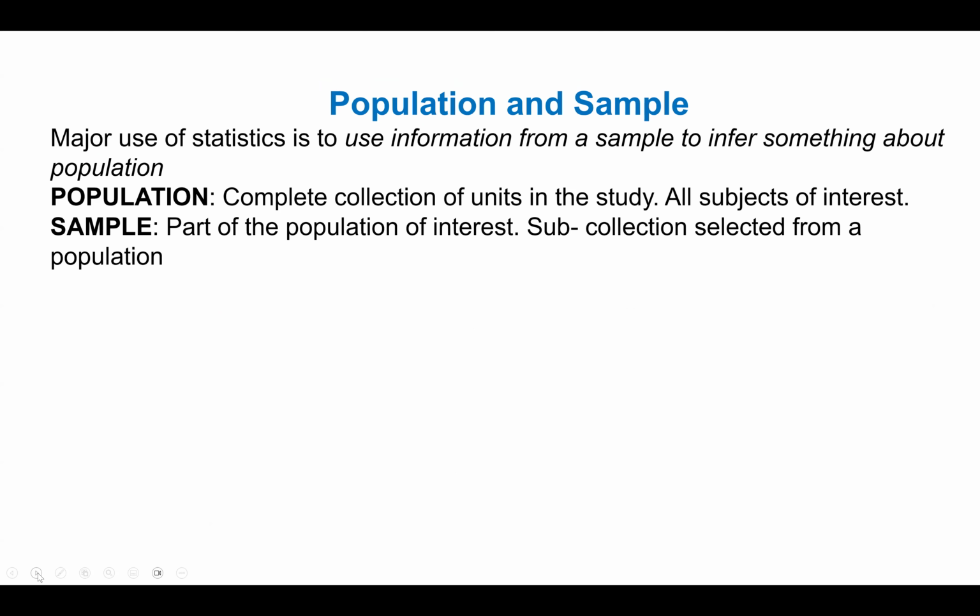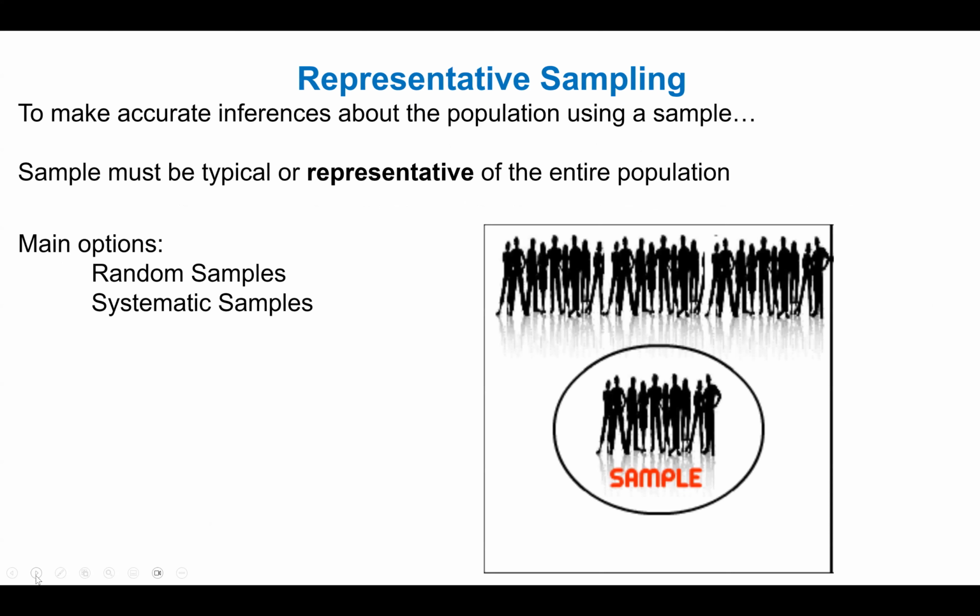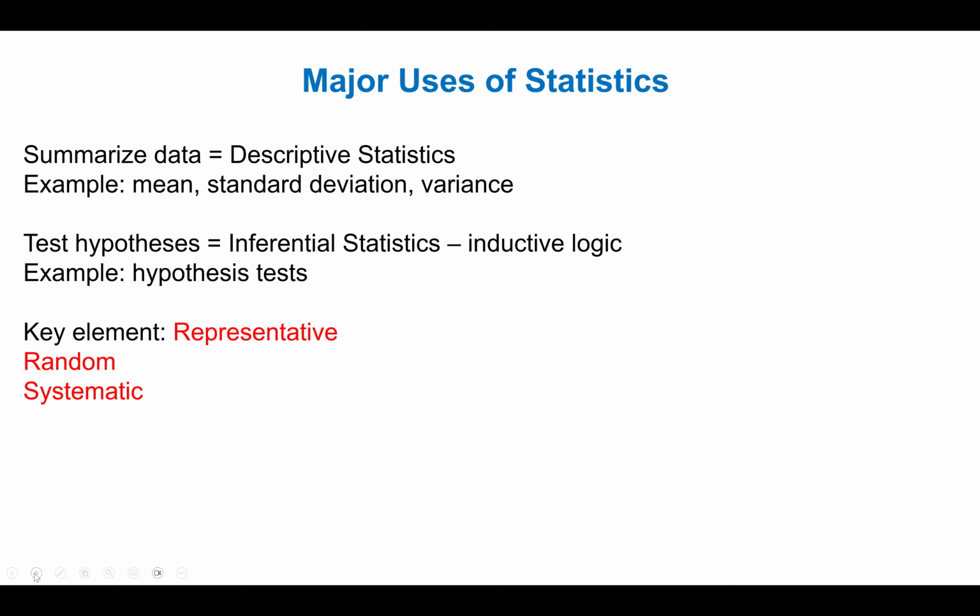The population would be collecting every single thing. A sample is part of that. So it's really a sub-collection. And don't forget that. You want to make sure that your sample size is big enough to really infer something about that population. Representative sampling, we've talked about this a little bit. So your sample needs to be big enough to really represent the entire population. It's important that we choose. We're either doing random or systematic sampling. We've talked a little bit about this before.